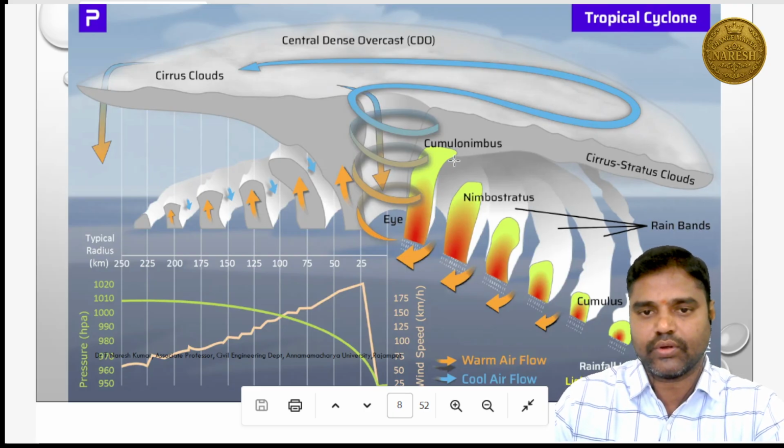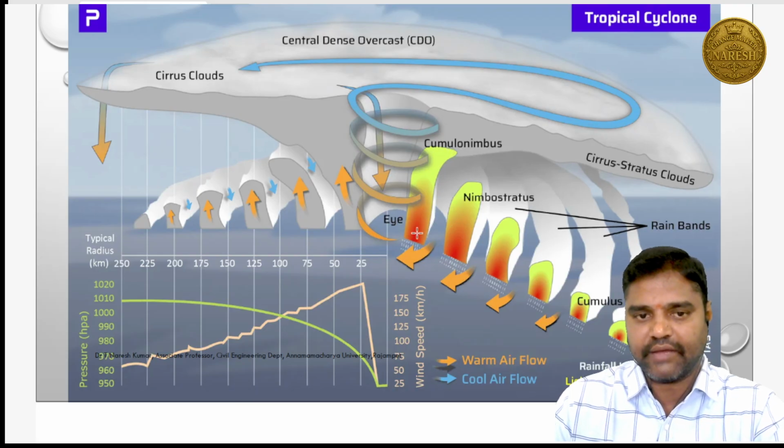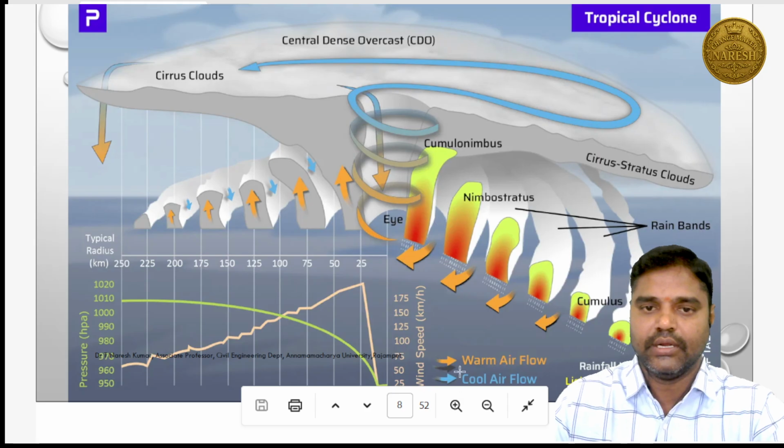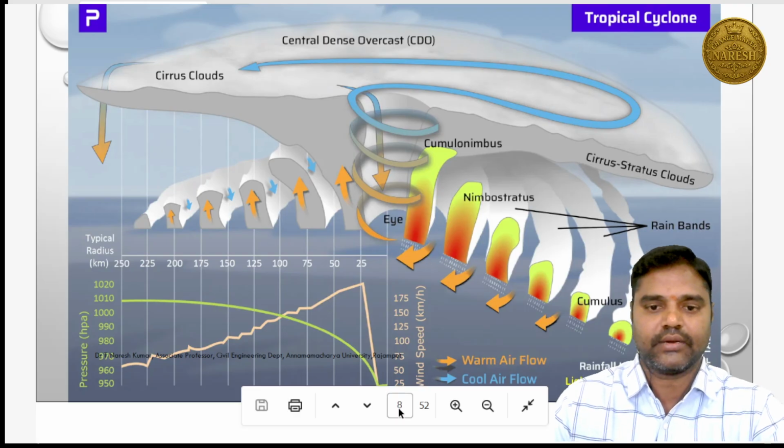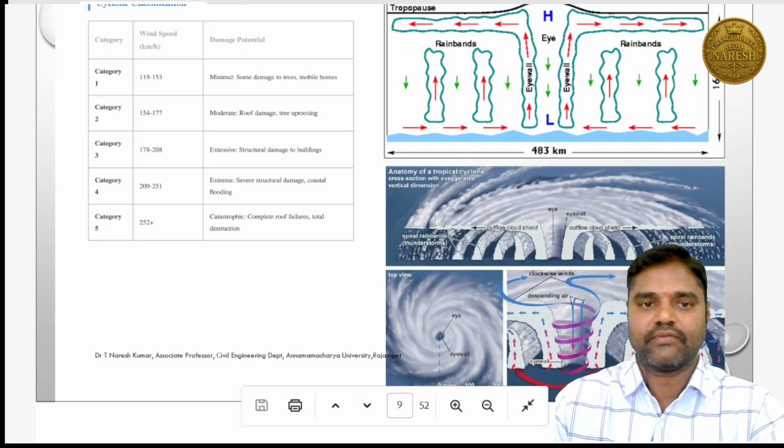By seeing the yellow color, there will be light rainfall, whereas at the bottom there will be heavy rainfall. And at the top of this one, this is the cool air which is covered at the top, and warm air will be at the bottom. So this is another classification of cyclone.